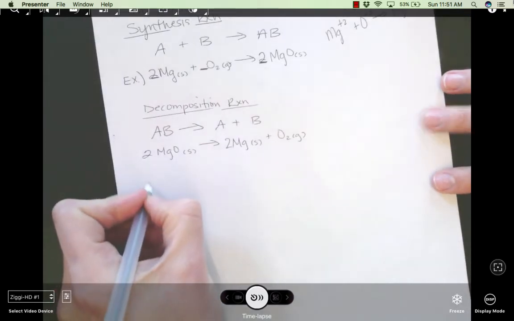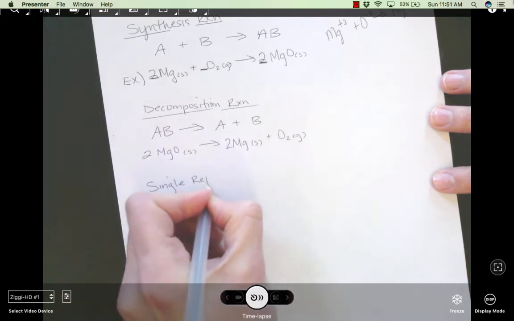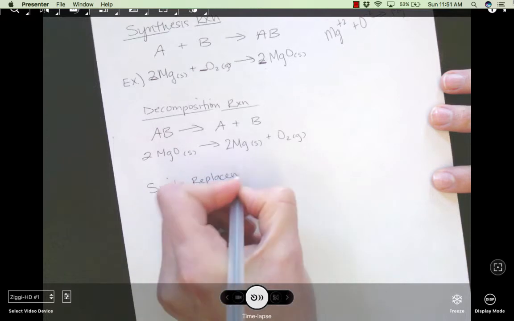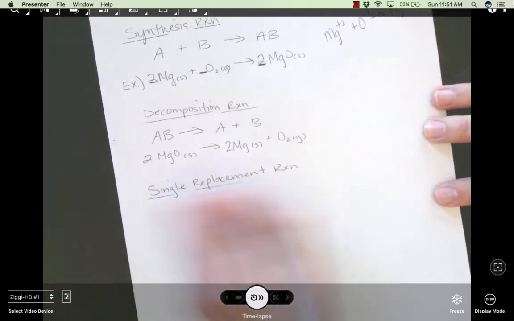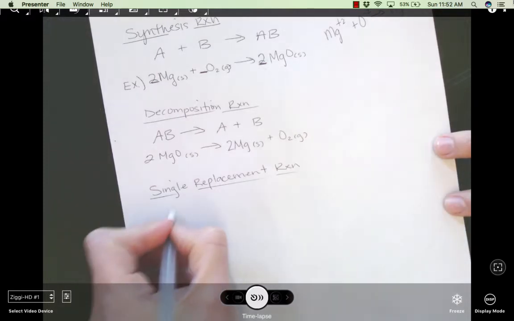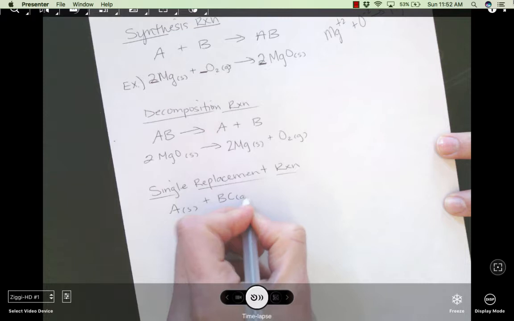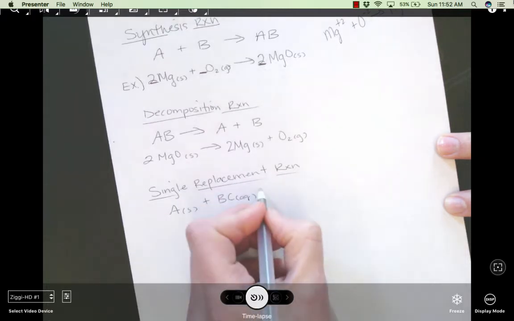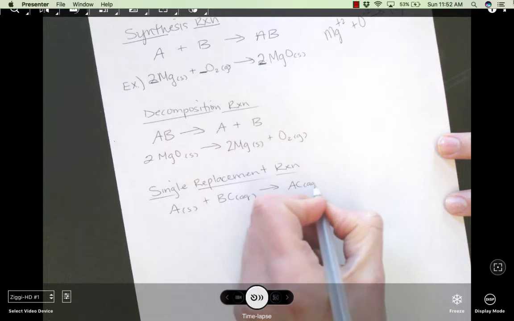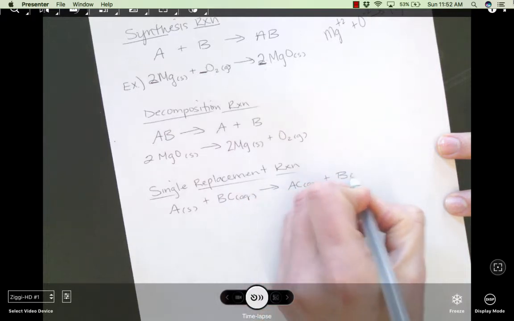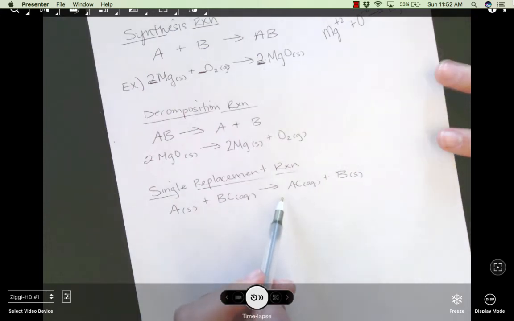The next type is a single replacement reaction, which we have already talked about, but I'll just add it to the list so that you know that we are going to be using them again. A single replacement reaction is when you take solid A plus BC, which is aqueous, and it forms AC, aqueous, plus B as a solid, like that. So these states of matter are pretty set in a single replacement reaction.